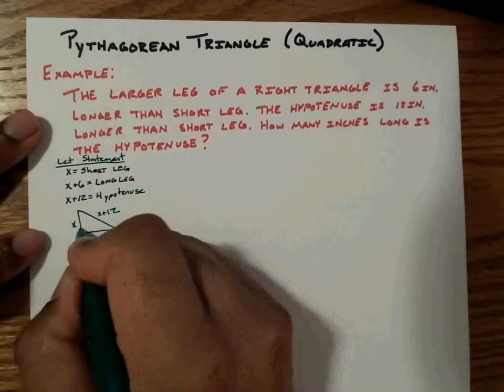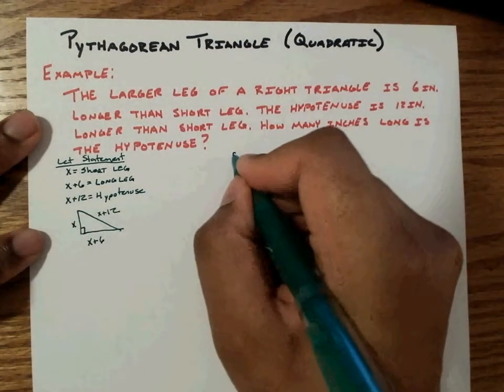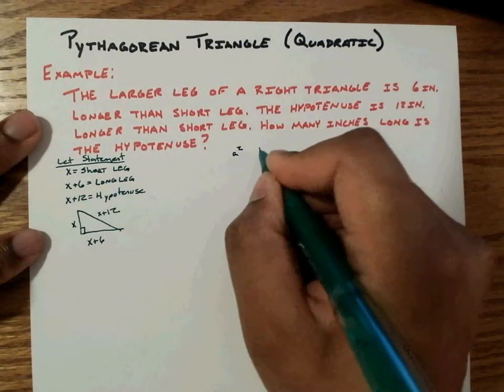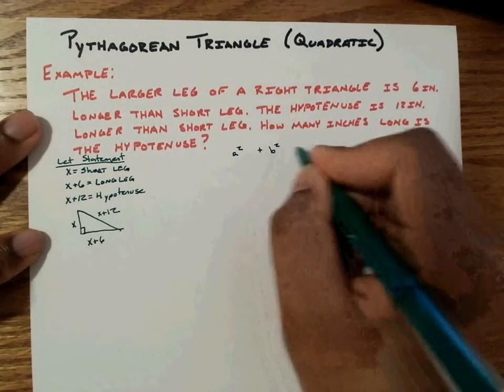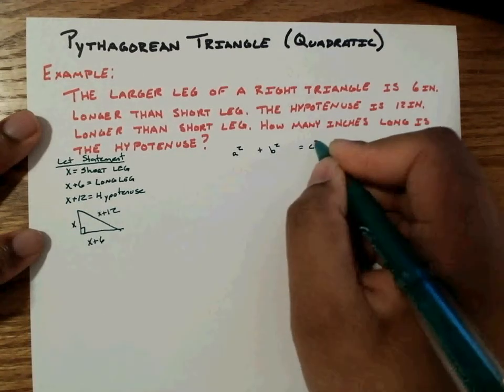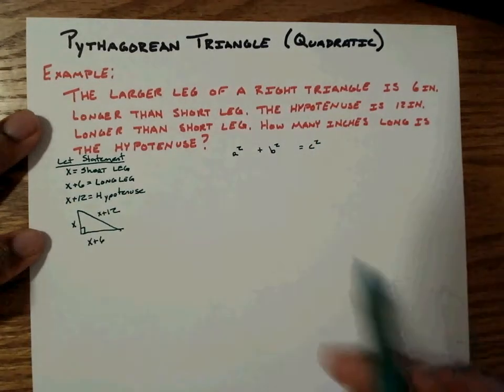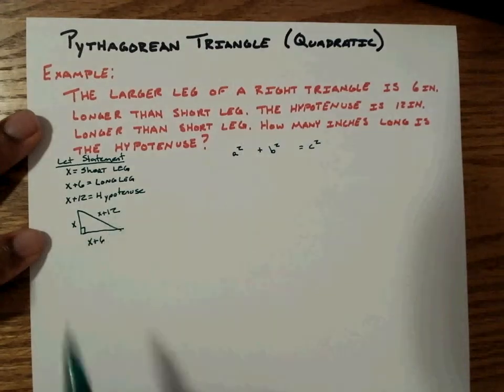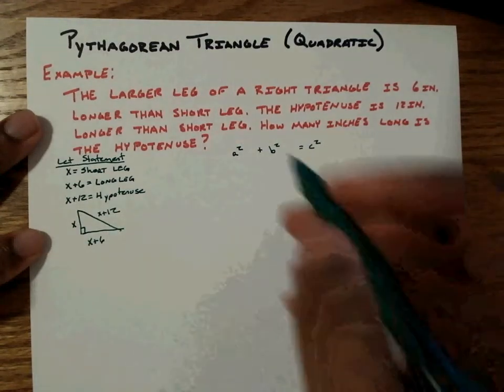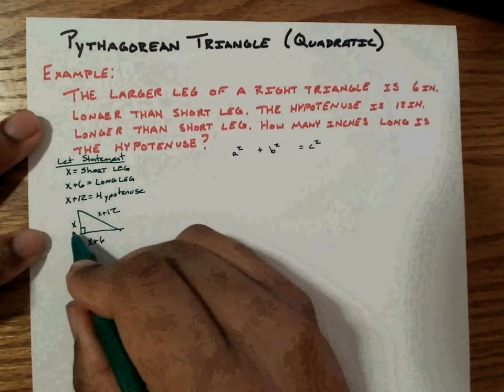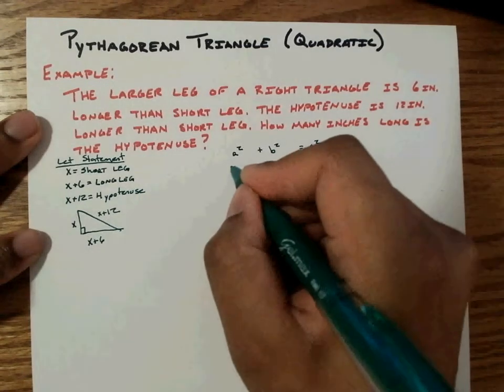So if you remember, with the right triangle, we know we have A squared plus B squared is equal to C squared. And we're going to use this relationship to solve for X. So we're going to have A be our short leg, which is X. So we have X squared.